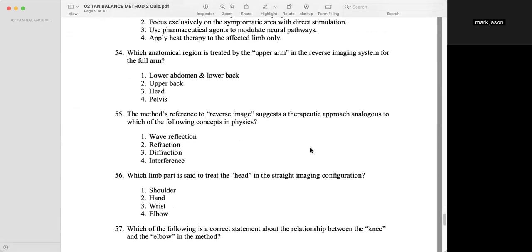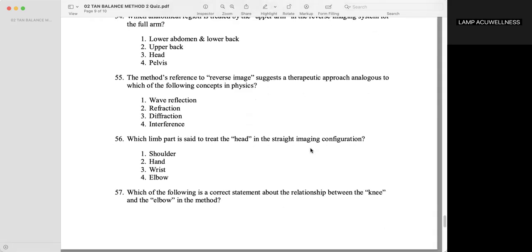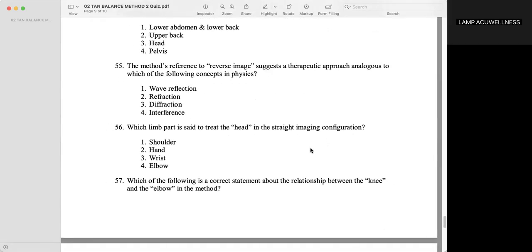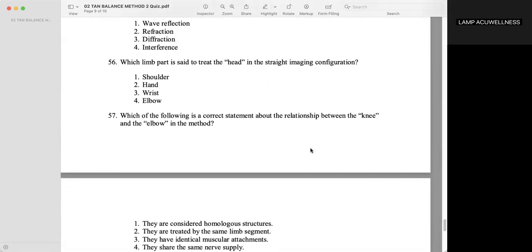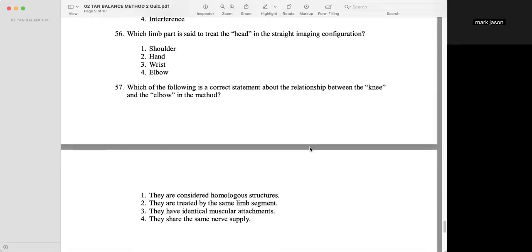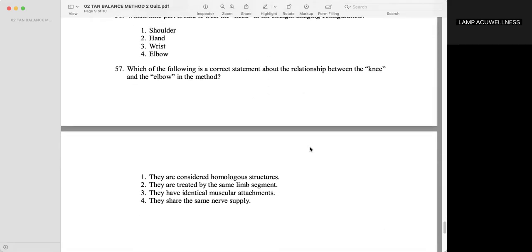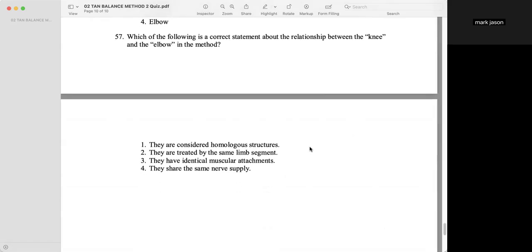Which anatomical region is treated by the upper arm in the reverse imaging system for the full arm? The lower abdomen and lower back. The method's reference to reverse image suggests a therapeutic approach analogous to which of the following concepts in physics? Wave reflection. Which limb part is said to treat the head in the straight imaging configuration? The shoulder. Which of the following is a correct statement about the relationship between the knee and the elbow in the method? They are considered homologous structures.